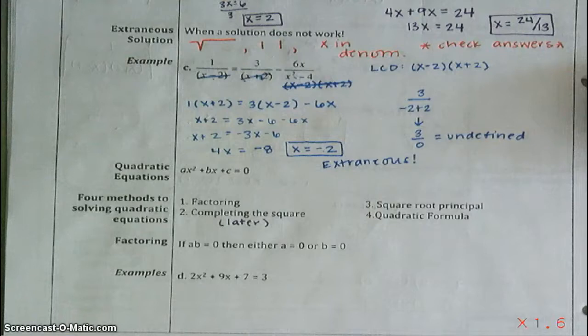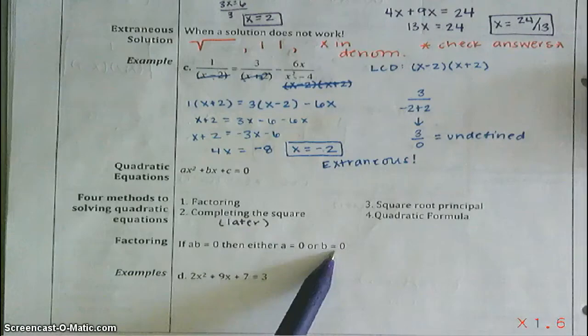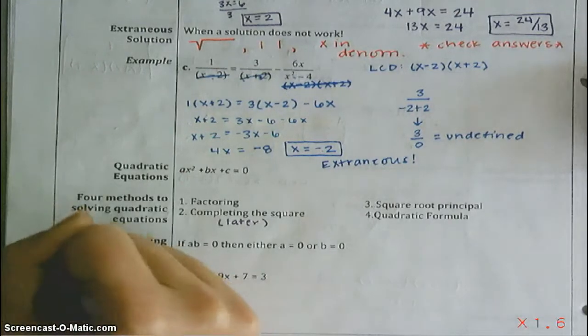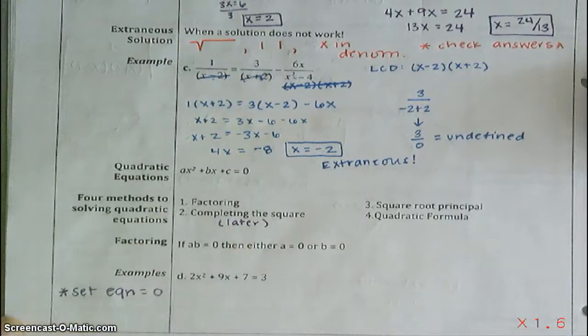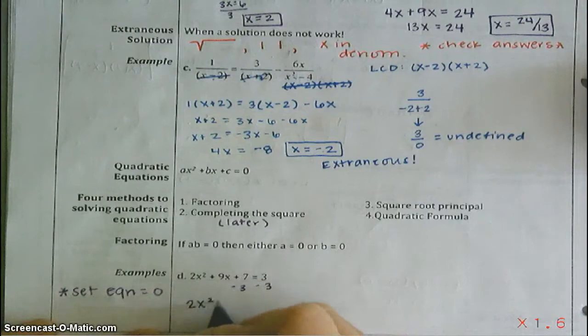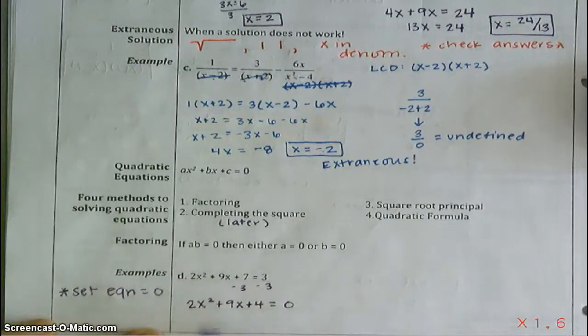So factoring, what you need to know is if you have 2 multipliers that are going to multiply out to get 0, either the first part is 0 or the second part is 0, that's really where factoring comes from. What you also need to do is set your original equation equal to 0. So for this particular one, I'm going to subtract 3 over, leaving me with 2x squared plus 9x plus 4 equals 0. Here you have factoring.